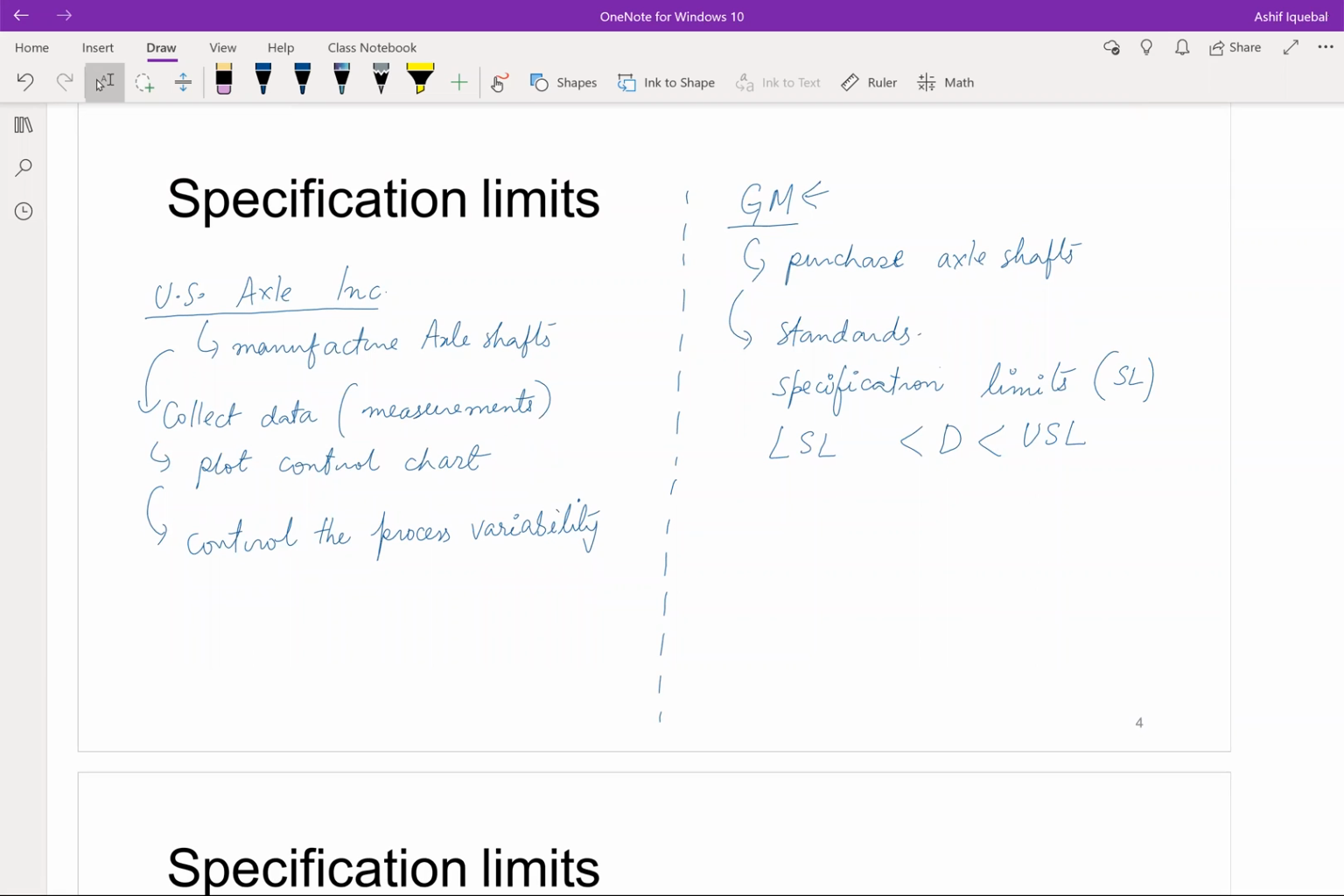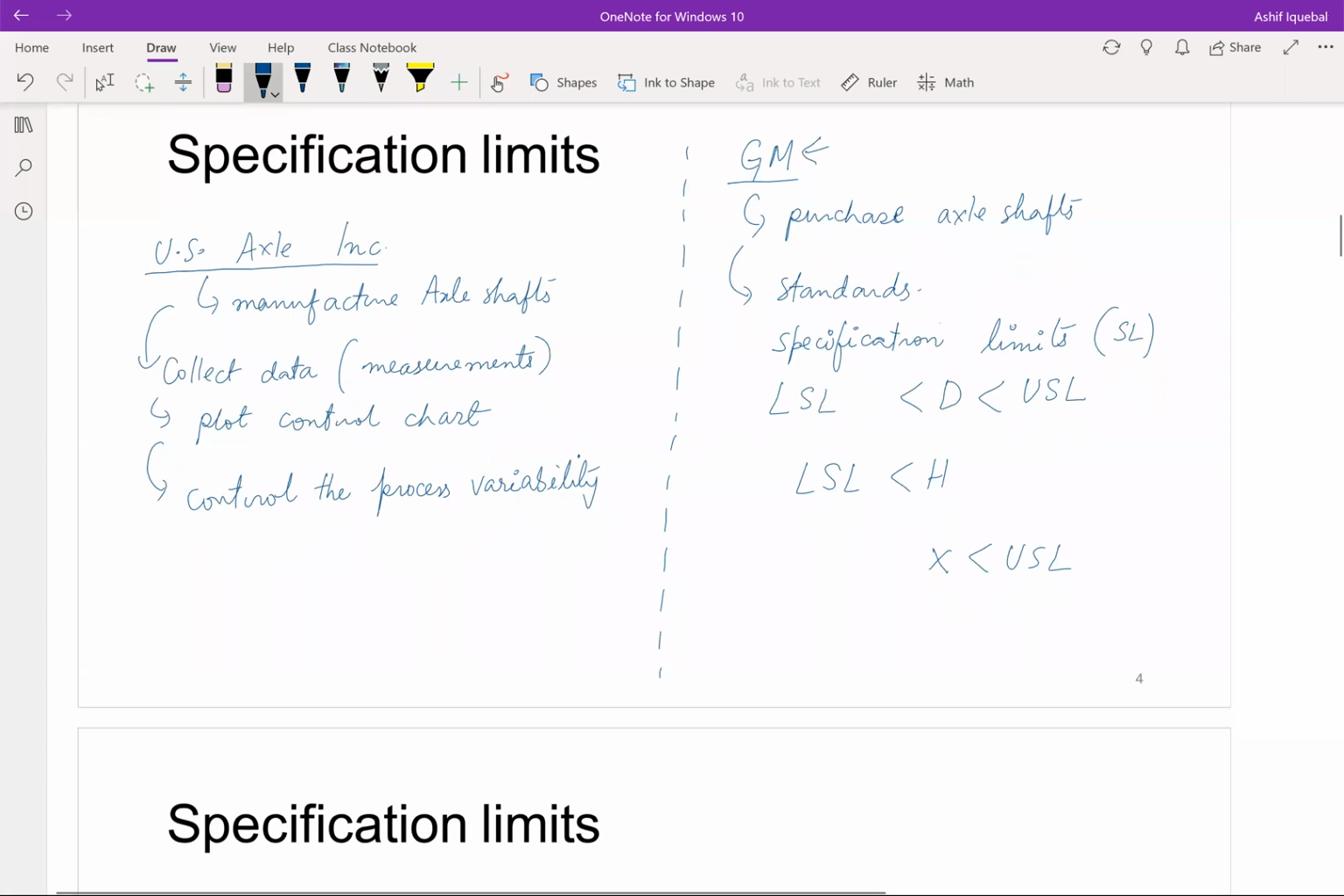Sometimes they want to put standards on the hardness of the axle shaft. If you're looking at hardness, you don't really want to put an upper limit on it. You just want hardness to be as high as possible. So they would set the standard on the lower side. They only have a lower specification limit on the hardness, and there's no upper specification limit. Does it make sense? And similarly, many times you have variables for which you want just an upper specification limit. You don't want to specify any lower specification limit.